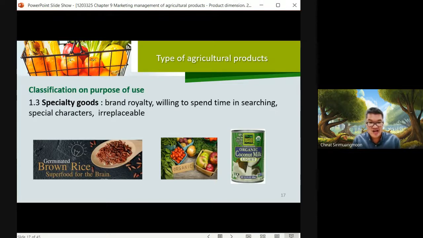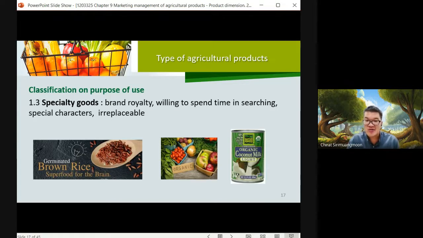For example, we have brown rice, like germinated brown rice for the healthy group. You have organic for the safety-conscious person, who is concerned about the chemicals and about good health. And also we have organic coconut milk. This is the same segment. So for specialty products, again, consumers of this group of products have loyalty. So you do not need to pay more attention, just try to send the direct message to them.